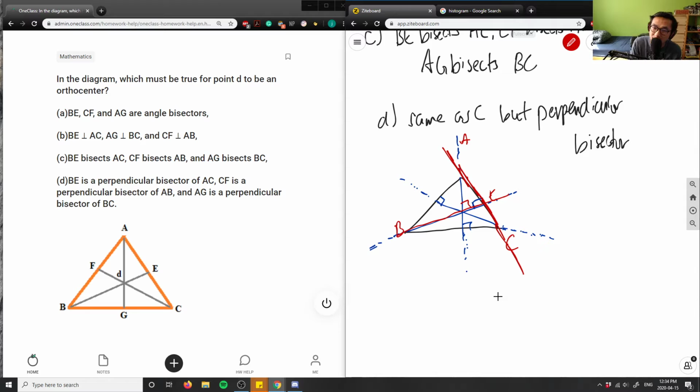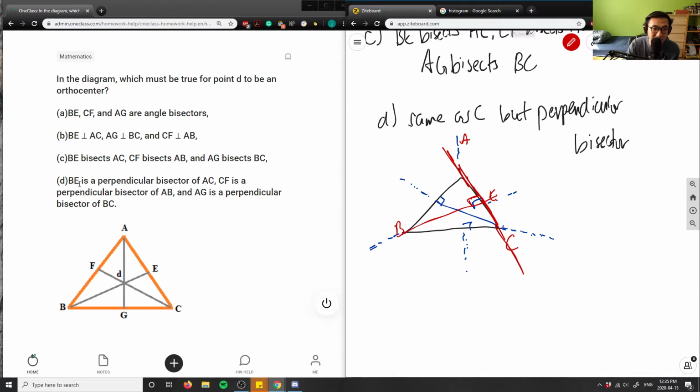So this has to also be a right angle here, right? Oh, sorry. I think I erased that. So this here is BC and AC. This here is also a right angle. But BE in itself is not a perpendicular bisector of AC, right? It's a perpendicular bisector of the triangle itself, so of ABC, right?